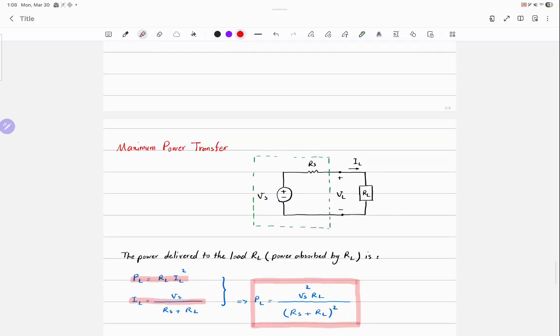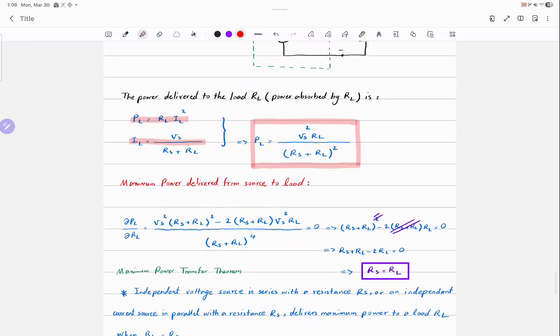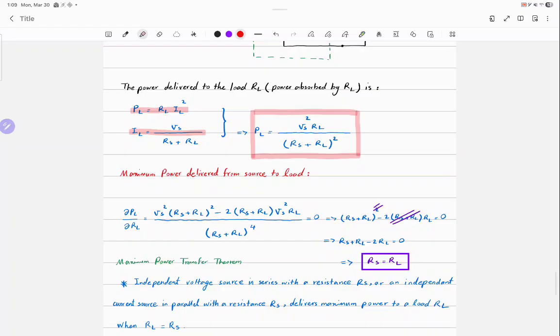Now this is my question. What should be the value of RL so that maximum power is transferred from the source to RL? So this is the equation or expression for load power. If I take its derivative and set it equal to 0, I will find at which point or which value RL will receive maximum power. So take the derivative based on whatever equation you remember, set it equal to 0, and this is the condition.